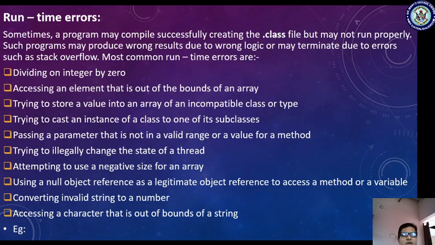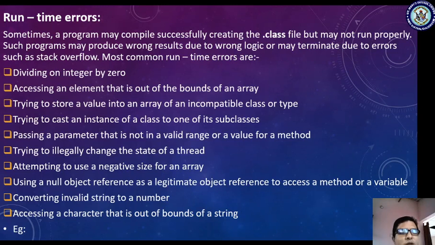If you are getting a mismatched or wrong output, then only at that time are you identifying your runtime errors. Sometimes a program may compile successfully, creating the .class file. You create the .java file, and after compilation it creates the .class file, but it may not run properly. Why? Because of some logical mistakes in your program. Such programs may produce wrong results due to wrong logic, or may terminate due to errors. So if you made logical mistakes, it will compile successfully, but while running you get an improper output.